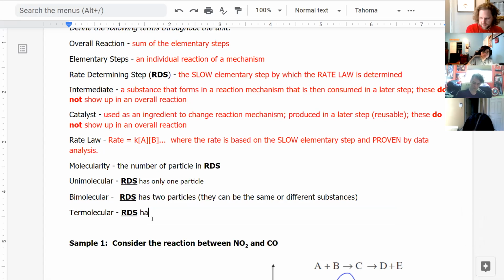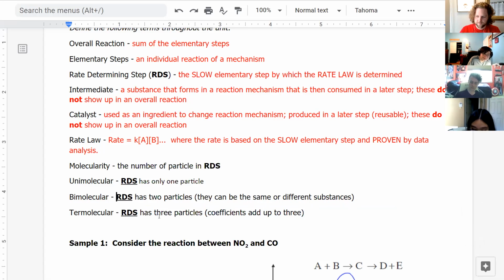Termolecular rate determining step has, you guessed it, three particles. Same idea. They can be the same or different substances. They just need to add up to three. Coefficients add up to three. Beyond that, unlikely. And we just saw an example, there's five. The coefficients add up to five.